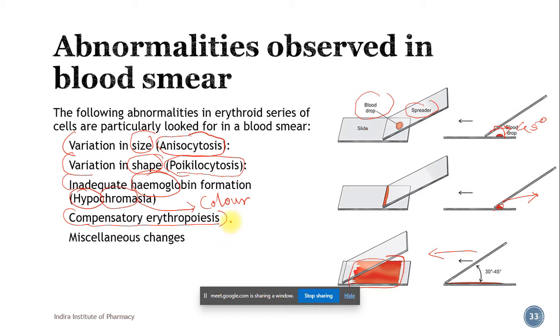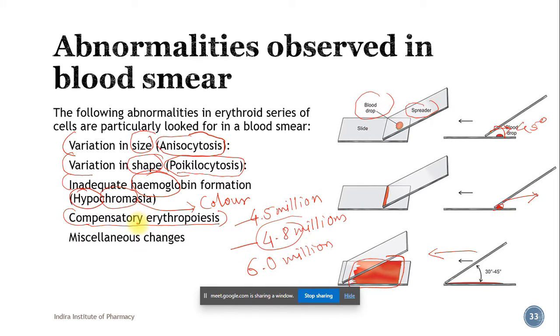That means we have studied that the average RBC count in females is 4.5 million, and in males it is 4.8 million. So that is the approximate or average RBC value in males and females. If the number of RBCs increases beyond this, it may go to 6 million or something like that, then it is indicative of compensatory erythropoiesis.